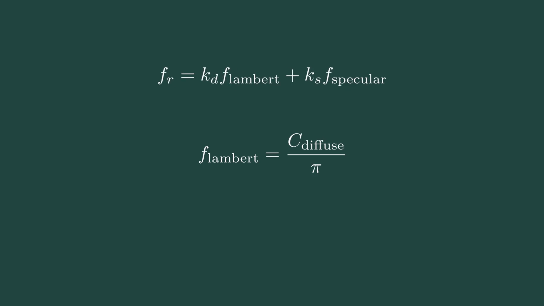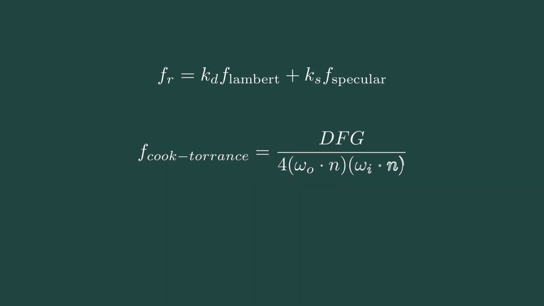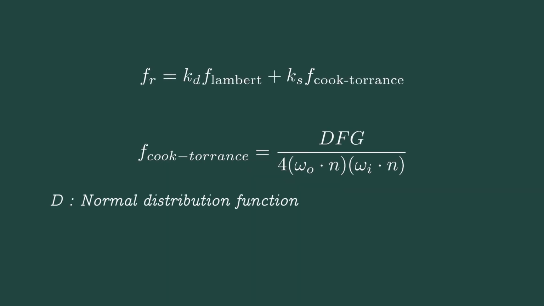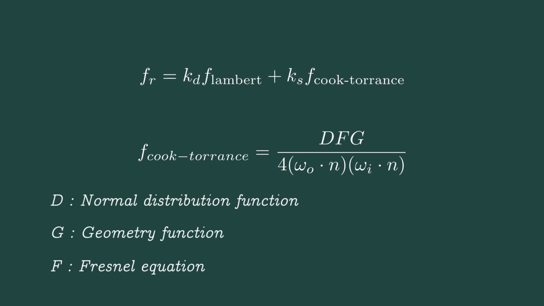The specular part of the BRDF is a bit more complicated, and it's described by this equation, where d is the normal distribution function, g is the geometry function, f is the Fresnel equation. And since the Fresnel equation is present in the Cook-Torrance specular function, we have to remove the Ks, otherwise we are applying the Fresnel effect 2 times.